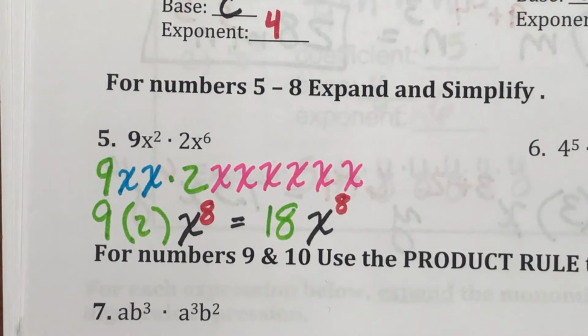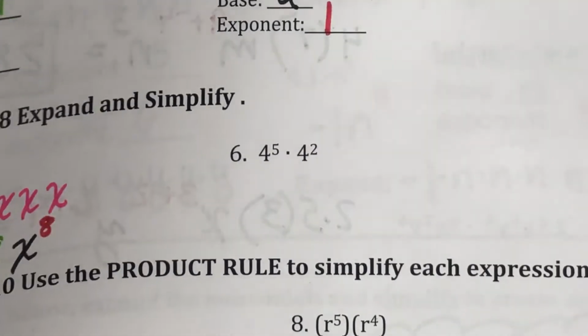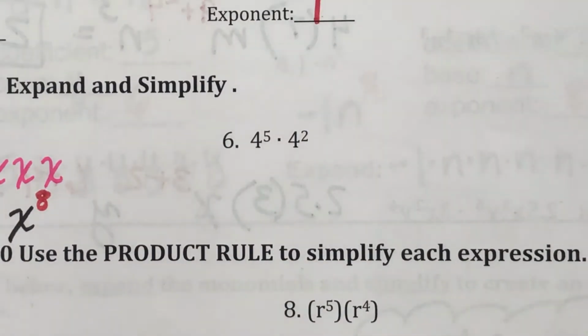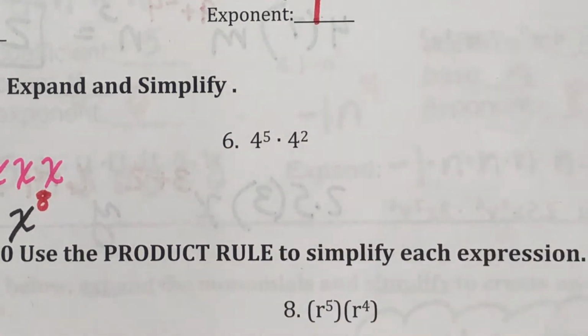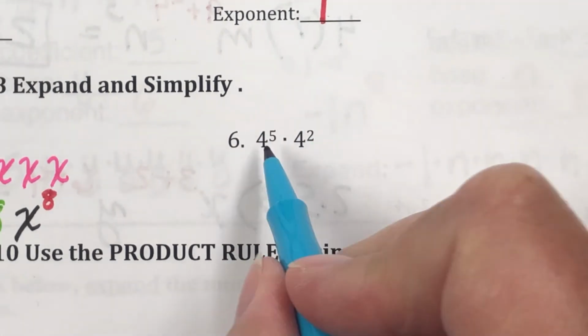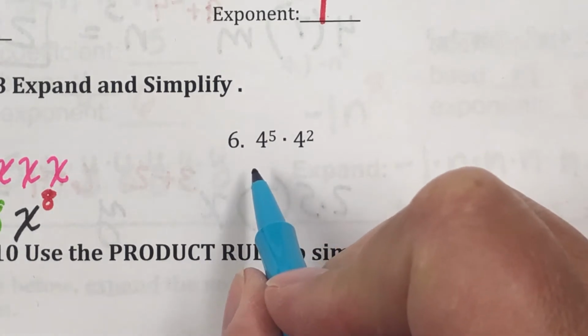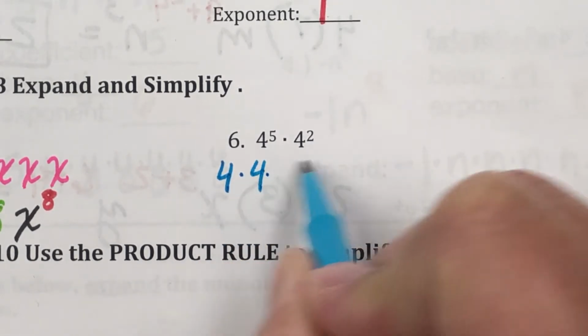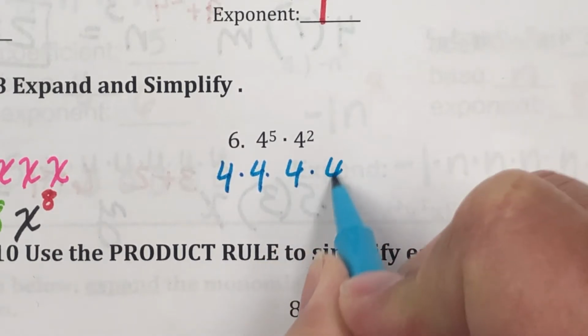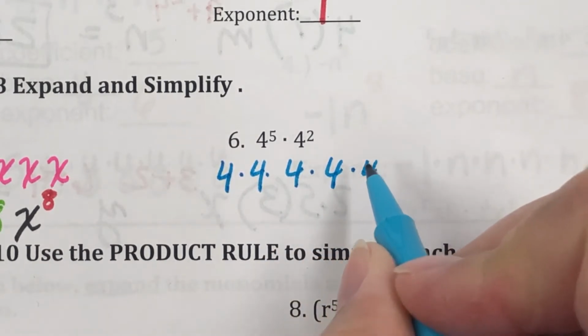And I'm going to do the same thing for the next problem. I am going to expand it, but for this one, the base is a number. So I have 4 for the first base. I actually write that in blue. I have 4 to the 5th power, so I'm going to use 4 as a factor 5 times. 1, 2, 3, 4, 5.